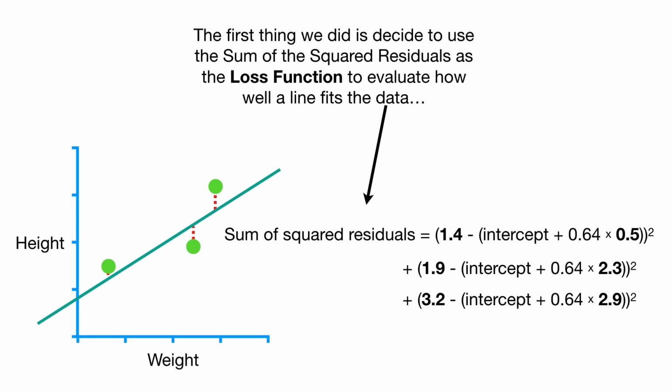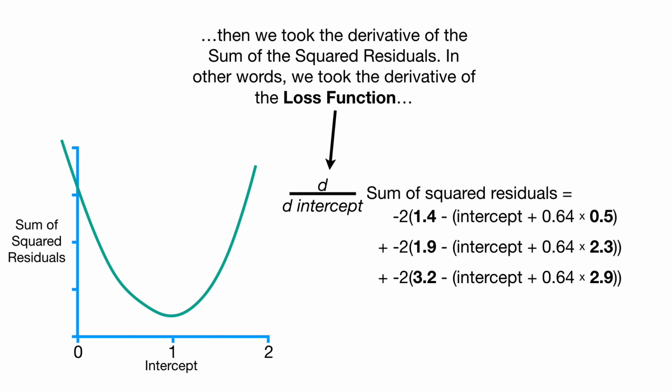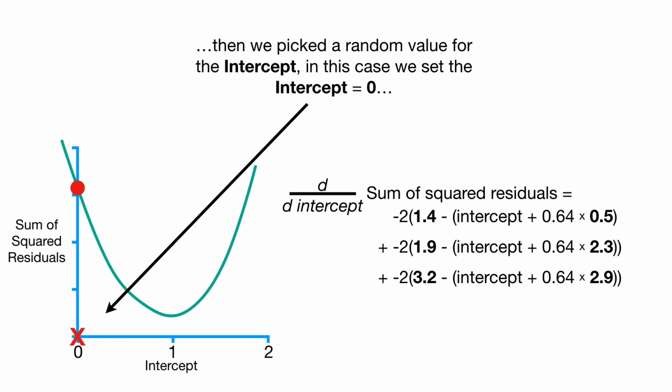The first thing we did is decide to use the sum of the squared residuals as the loss function to evaluate how well a line fits the data. Then we took the derivative of the sum of the squared residuals. In other words, we took the derivative of the loss function. Then we picked a random value for the intercept. In this case, we set the intercept to be equal to 0.